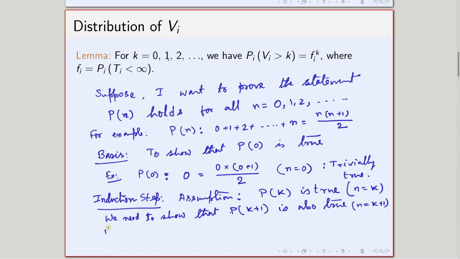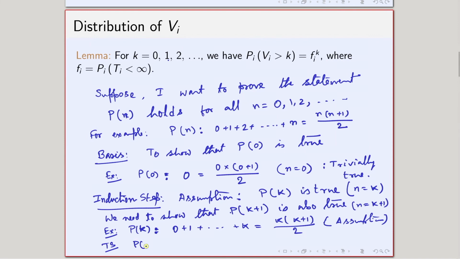So, for our example, that basically means that Pn, which is basically Pk, is nothing but 0 plus 1 plus so on and so forth, plus k, equals k times (k+1) divided by 2. This is the assumption. Now, based on this assumption, we want to show P(k+1), which means 0 plus 1 plus so on and so forth, plus (k+1), equals (k+1) times (k+2) divided by 2.